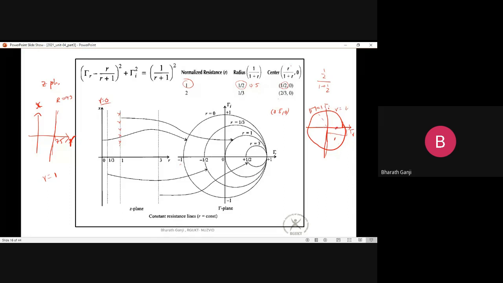The radius of the circle is also 0.5. So if it is 0.5, then the radius is only this much. This will be your radius. So if you draw a circle, this becomes your circle. Then r is equal to 1 circle. Then r is equal to 2 circle, I can see the radius. What is happening here as r is increasing? What can you observe?